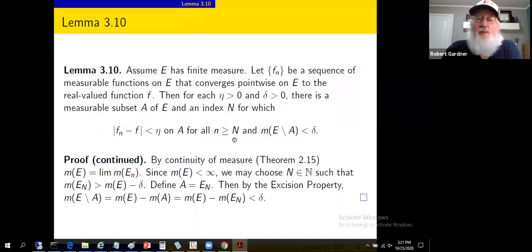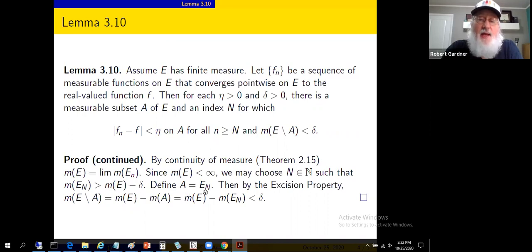And that's the kind of thing we had occurring on the E sub n's. So define capital A to be the set E sub capital N. Then on that E sub capital N, we'll have, the way we dealt with it before, |f(x) − f_k(x)| < eta on that set E sub capital N, provided the index was at least capital N. So we've got the kind of convergence we want from the previous slide.